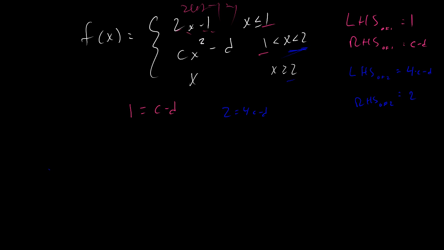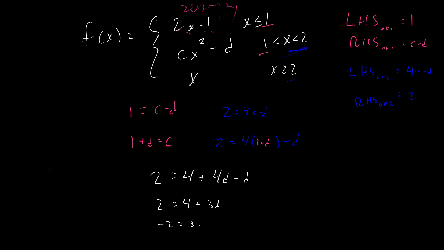Well, now we just have a system of equations. I'm going to solve for c on this side, and then plug c into my other equation and get 1 plus d. So now I have 2 is equal to 4 plus 4d minus d, so 2 is equal to 4 plus 3d. Subtract, and negative 2 is equal to 3d. And I get d is equal to negative 2/3.